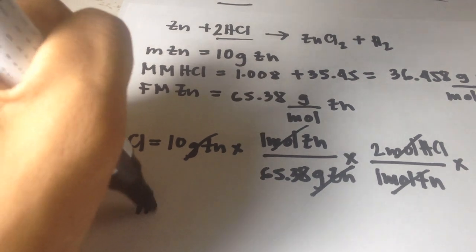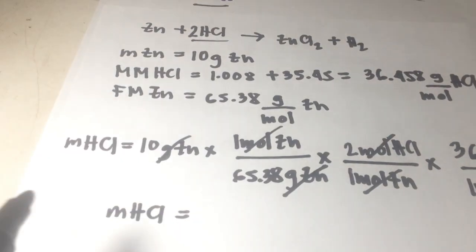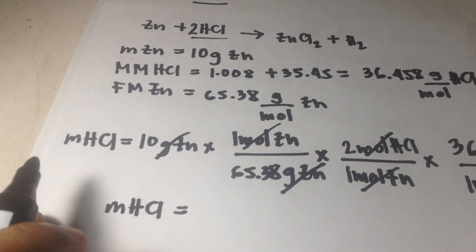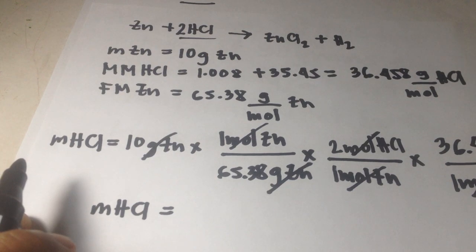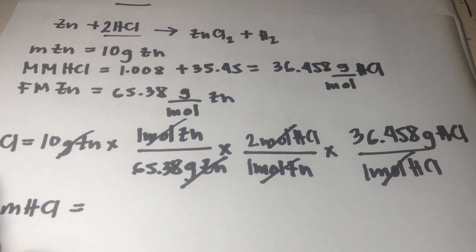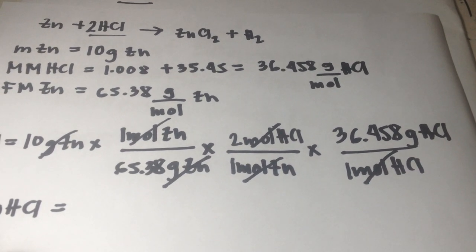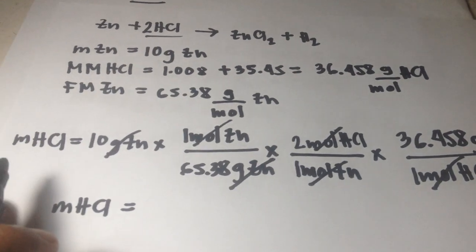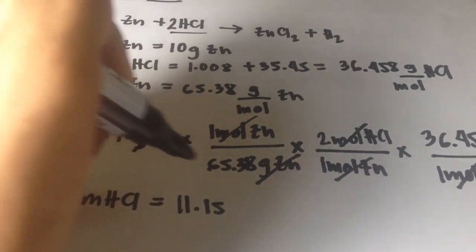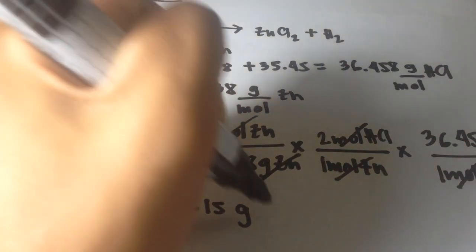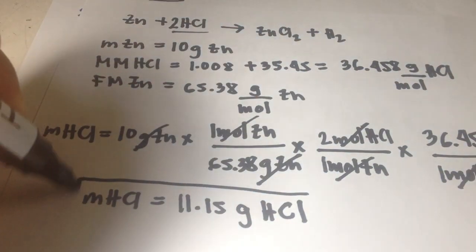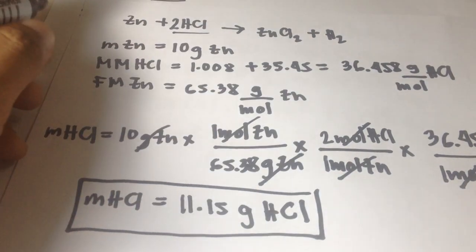So mass of hydrochloric acid equals 10 divided by 65.38 times 2 times 36.458. So equals 11.15. So 11.15 grams of hydrochloric acid. So this is the final answer. Okay, did you get it?